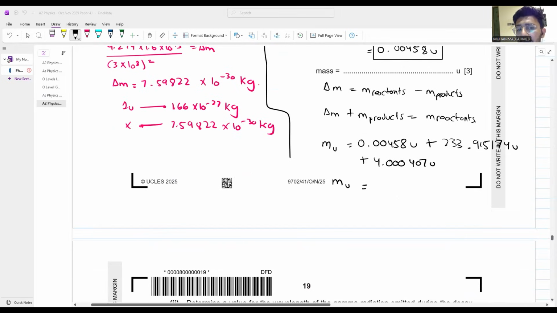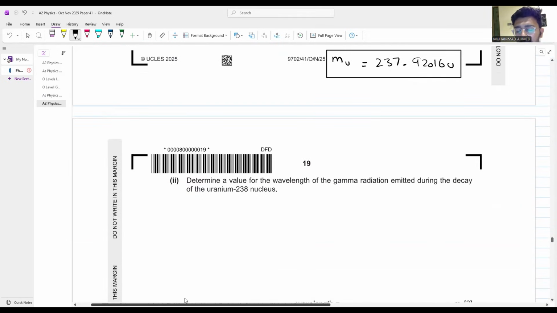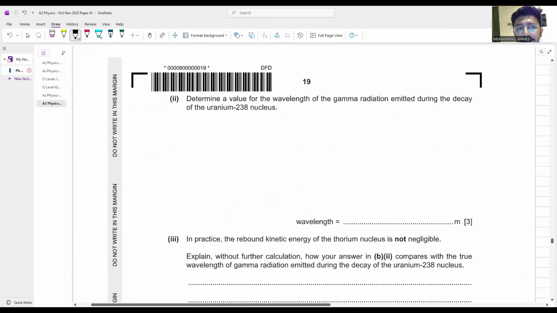What does your mass of uranium come out to be? Put it in the calculator. Mass of uranium comes out to be 273.92016u. A very big answer. That's why I love significant figures. Significant figures are very, very nice.